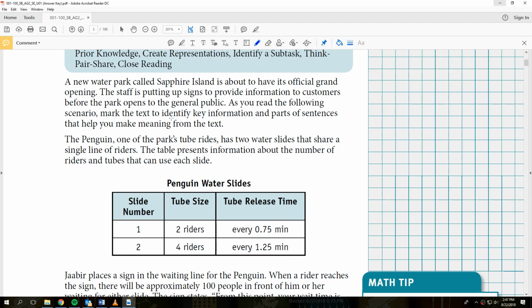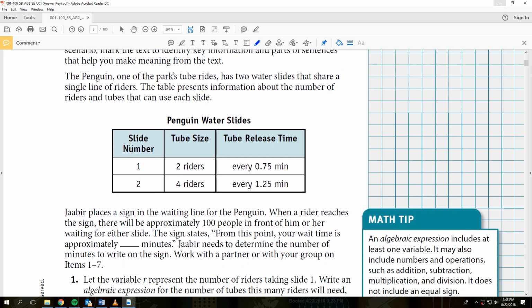So here's the situation. A new water park called Sapphire Island is about to have its official grand opening. The staff is putting up signs to provide information to customers before the park opens to the general public. As you read the following scenario, mark the text to identify key information and parts of sentences that may help you make meaning from the text. Okay, so the Penguin is one of the park's tube rides, and it has two water slides that share a single line of riders. The table represents information about the number of riders and tubes that can use each slide.